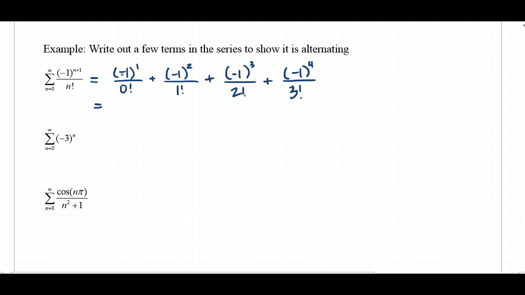So we should simplify this. Here, (-1)^1 gives me a -1, and 0 factorial by definition is 1, so we have a negative term, plus (-1)^2. If I take a negative to an even power, I get a positive value, and 1 factorial is 1. Then I have (-1)^3, so a negative to an odd power gives me a -1, and 2 factorial is 2. So now I have a negative, a positive, a negative, and this last one is (-1)^4, so negative to an even power gives me a positive 1, and 3 factorial is 6.